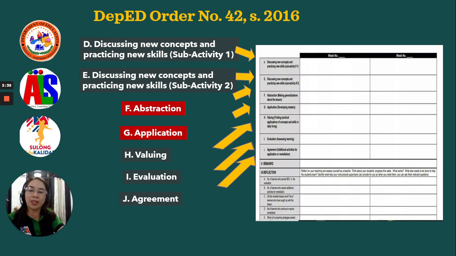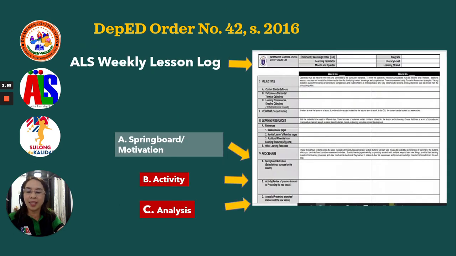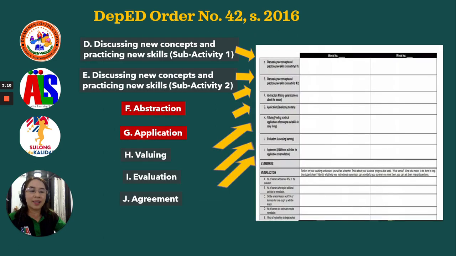F is abstraction. G is application. H is valuing. I is evaluation. And J is agreement. Please focus on the boxes or labels highlighted in red. You will find the 4A cycle, which is found in our DLL, DLP, WLL for Alternative Learning System. So there you are with B, activity, C, analysis, F is abstraction, and G is application.